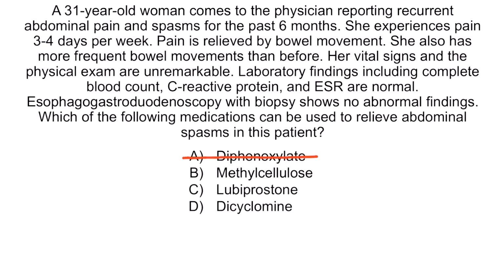Option A, diphenoxylate, is an opioid medication which is used to decrease the frequency of bowel movements in diarrhea-predominant irritable bowel syndrome. It does not work as an antispasmodic medication. Option B, methylcellulose, is a bulk-forming laxative which is used to increase the frequency of bowel movements in constipation-predominant irritable bowel syndrome. Finally, option C, lubiprostone, is a chloride channel opener also used in constipation-predominant irritable bowel syndrome. And that concludes our lecture on carcinoid syndrome and the irritable bowel syndrome.